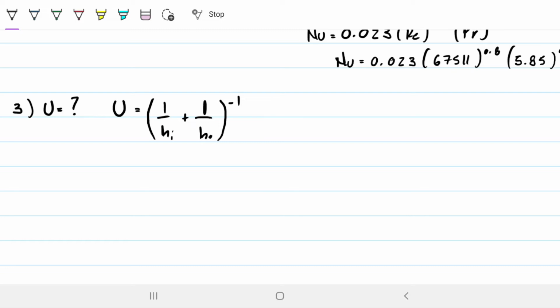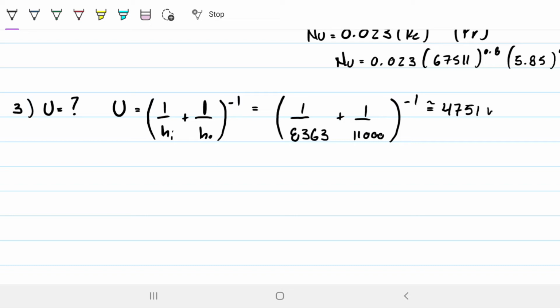But here, we're going to go straight into it, because this is 1 over the internal one that we just found, 8363, plus 1 over 11,123, to the minus 1, which gives us approximately 4,751. Same units, because we're just summing things with the same units. And that is the answer, right?